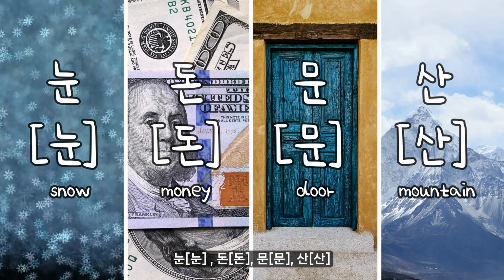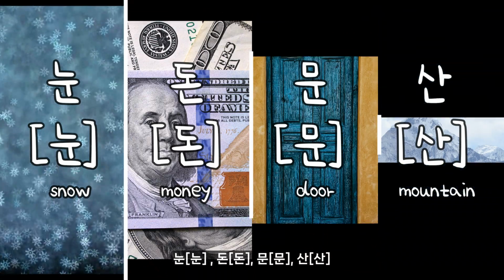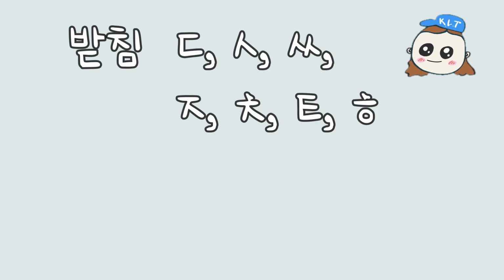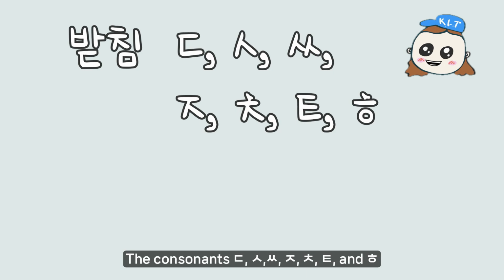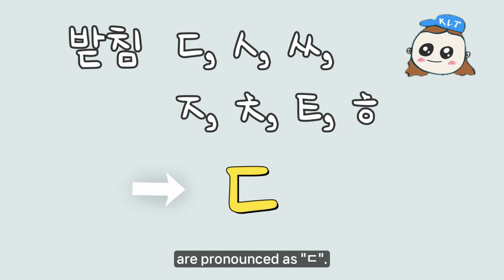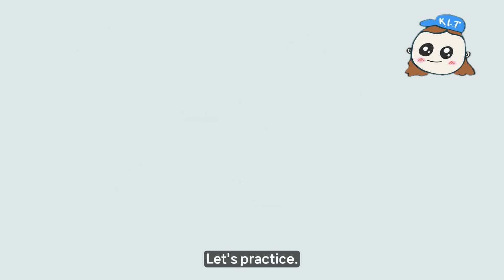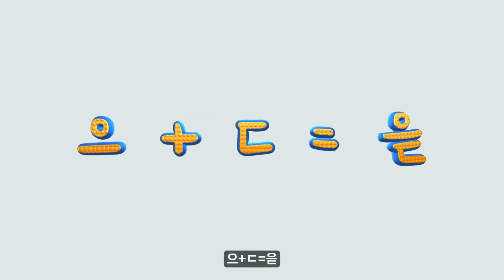눈, 돈, 문, 산. The consonants 디귿, 시옷, 쌍시옷, 지읒, 치읒, 티귿, and 히읗 are pronounced as 디귿. Pronounce them fast. Let's practice 디귿. 으, 으, 으. Here are some example sounds.